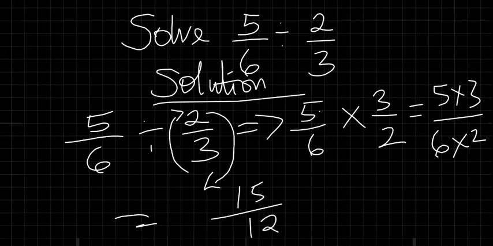So I can take it to the lowest term. So I can use 3. 3 here is 5. 3 here is 4. So that is one whole number 1 over 4.